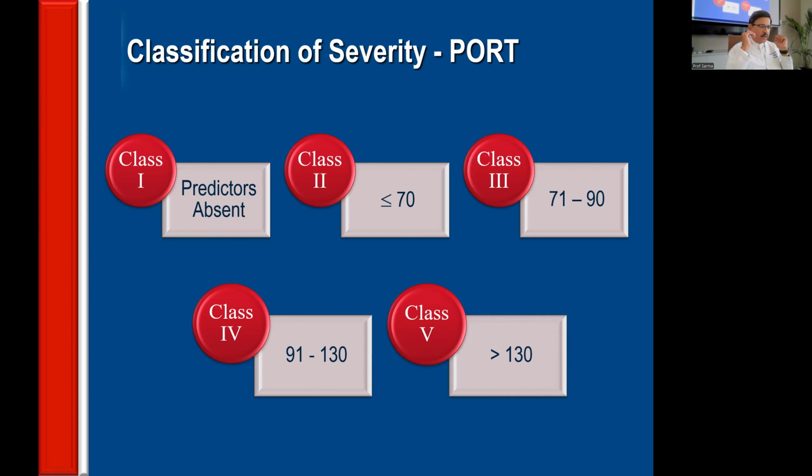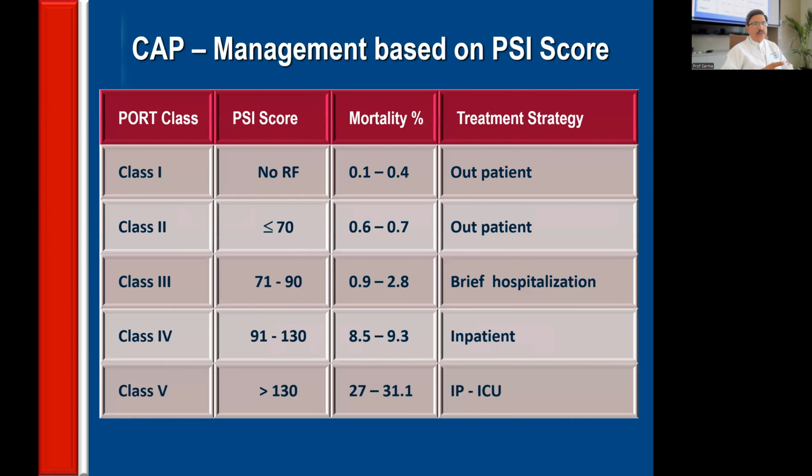This score classifies the patients as no predictors, less than 70 score, 71 to 90, 91 to 130, and more than 130. So depending on that, now we have 5 classes. Class 1 and 2 have one type of management, class 3 another type of management, 4 and 5 have a more intense management. So that's what we see in the next slide.